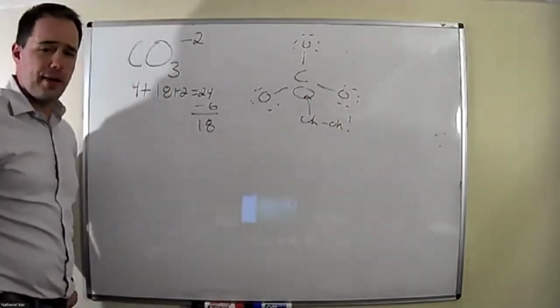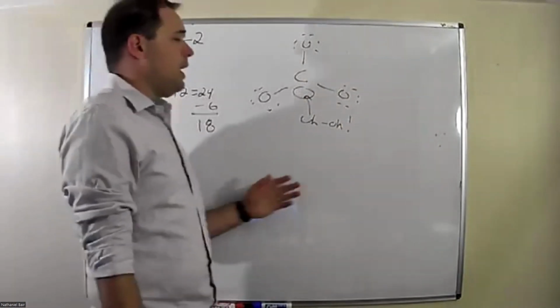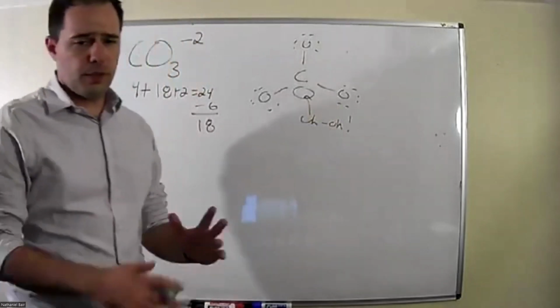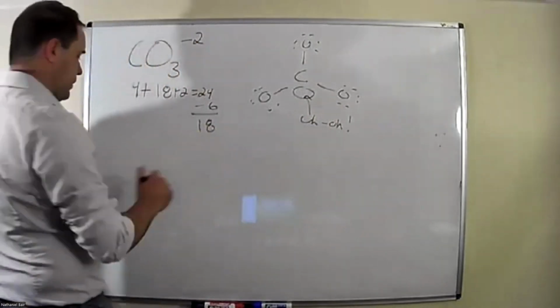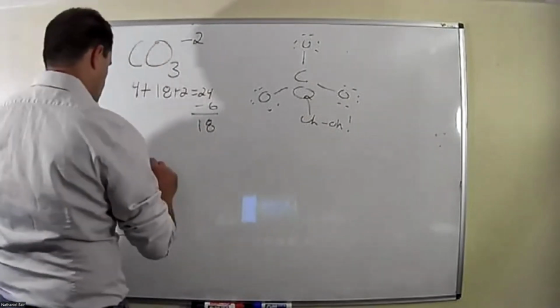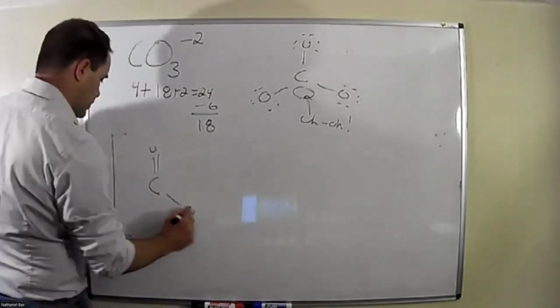You need to add a bond. But how do you add a bond? You can put it here, you can put it here, you can put it here. They're all the same. What do you do? The answer, all of them. So here we go, folks. This is some resonance. I'm going to put the double bond at the top first.